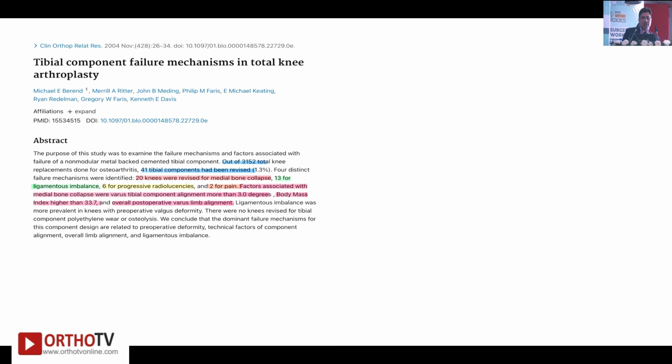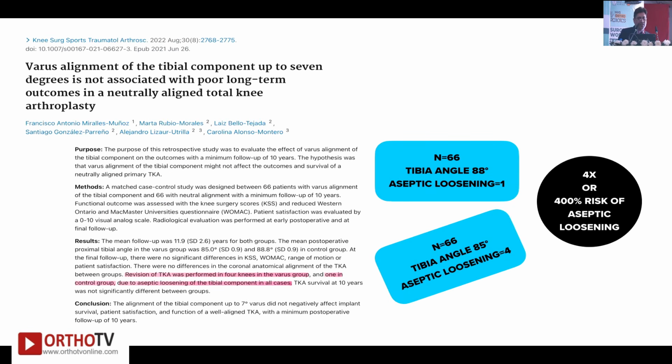But if you look at the studies in depth, you will find that all the collapses, like in this study, the medial collapse or the aseptic loosening was more associated with bone collapse when the tibia was in varus and in high BMI patients. Like in this study, the article states that 7 degrees varus tibia has no consequences in long term. But if you look at the aseptic loosening, the tibias with 88-degree angle had only one aseptic loosening, and in tibias with 85 degrees of angle, they had 4 loosening. So you can put it as 4 times the risk or 400% the risk of failure also.